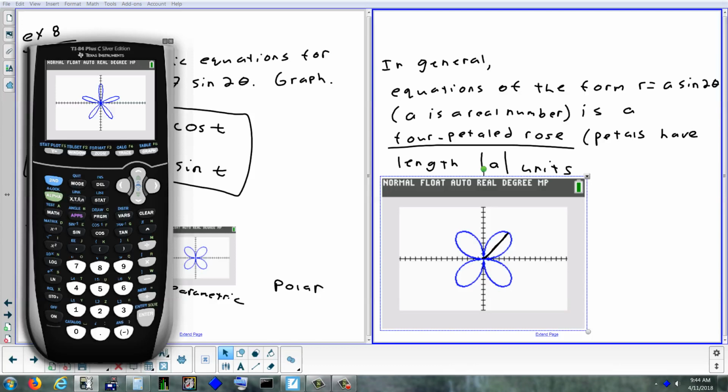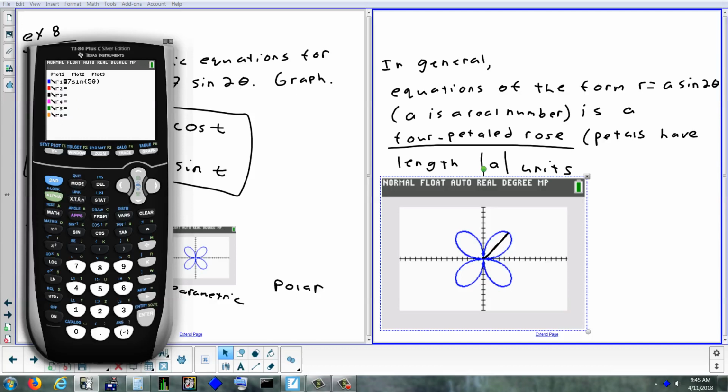Anyone think they see the pattern? Is it just that the odds are equal to the number of petals? Yep, it's 3 petals. So for the odds, you get exactly the number of petals you type in. For the evens, you get double. So it might be kind of difficult to get something like 6 petals, right? Because if you type 3, you're going to get 3. If you do 4, you're going to get 8. If you do 5, you're going to get 5. And if you do 6, you're going to get 12. So how could you get 6?